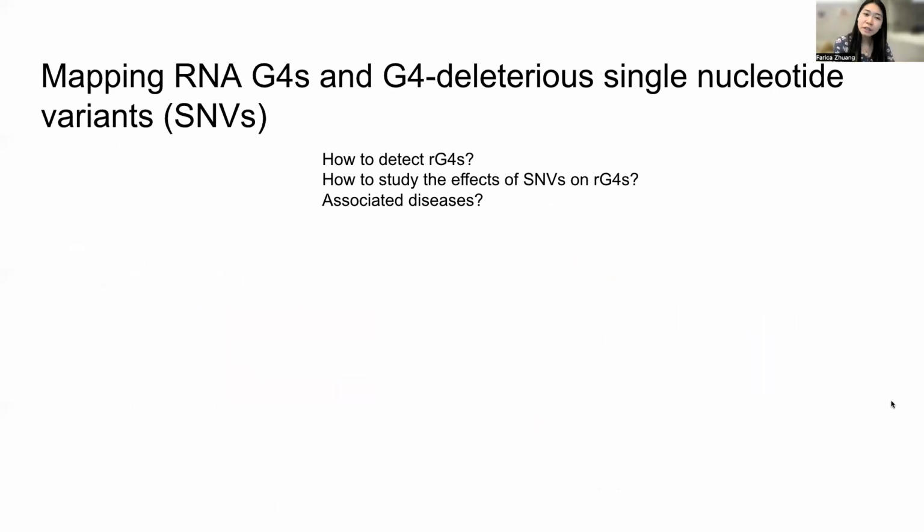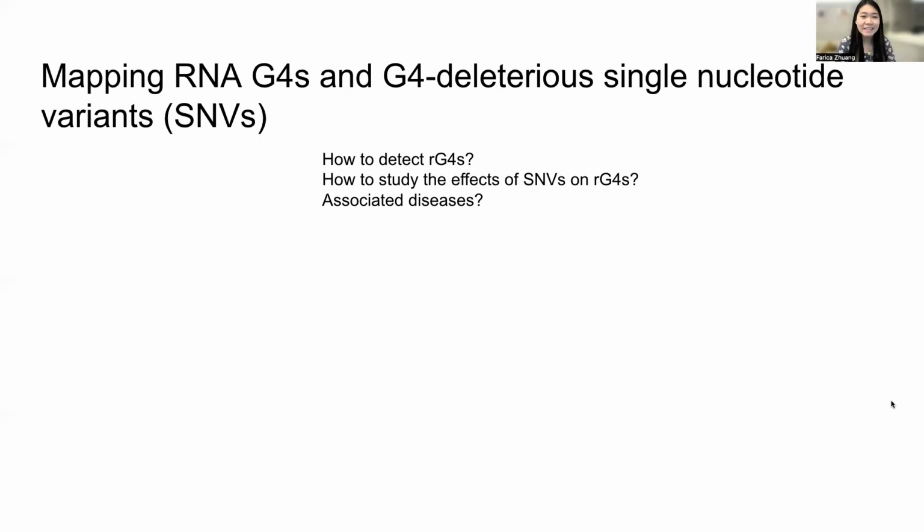Now, knowing the regulatory importance of RG4s, how can we detect and study G4s? More particularly, my research questions are then, how can we first predict the formation of RG4s at a large scale, and then study the effects of single nucleotide variants that break the predicted G4 formations? And what are the associated diseases for these G4 deleterious variants?